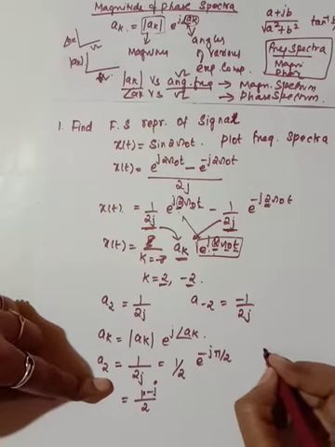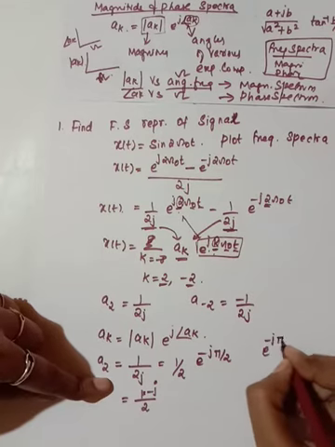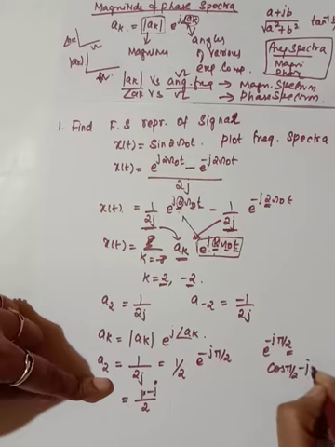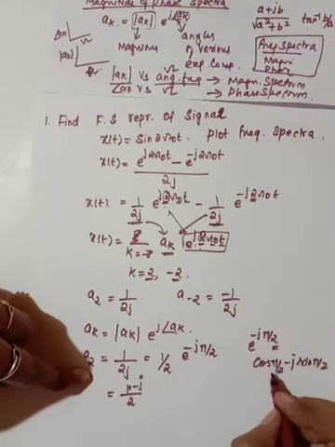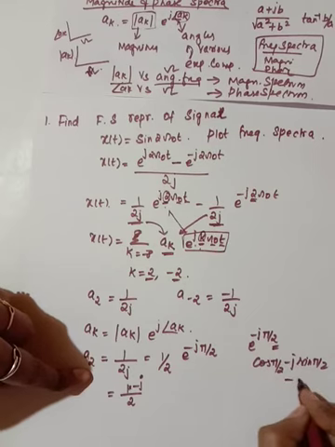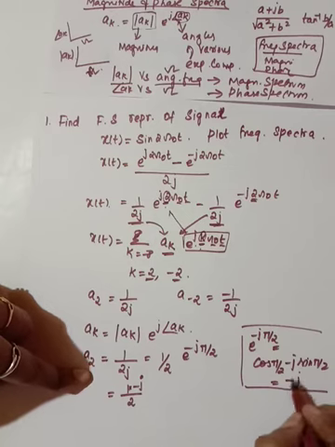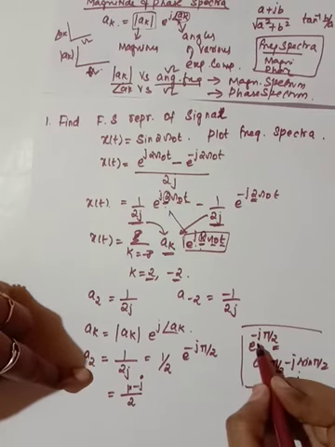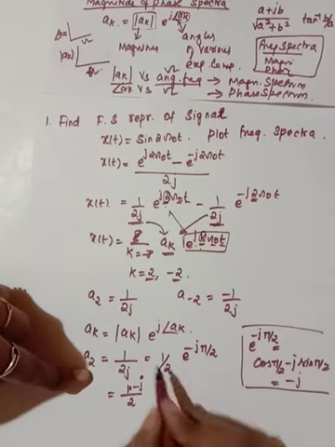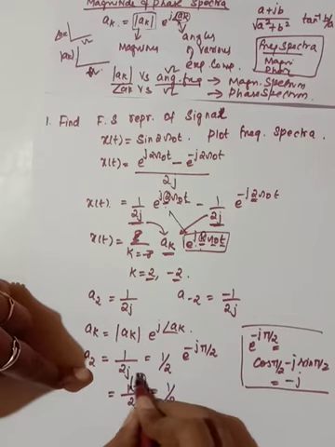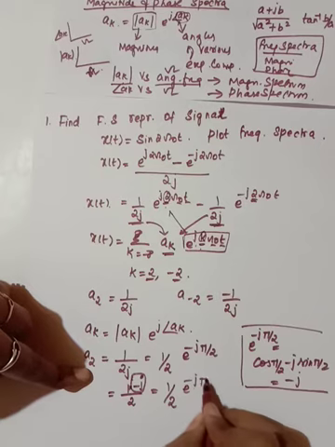Minus j is nothing but, if you choose this, what you will get is cos π/2 minus j sin π/2. What is the equivalent value of this? Cos π/2 is 0, sin π/2 is 1, so you will get minus j. So this minus j you can represent as e^(−jπ/2).